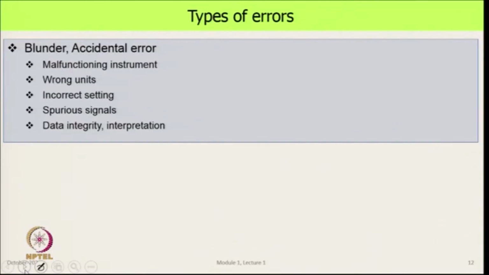So, to do that we need to know what type of errors are there, and here we have a classification, and on this slide I have listed the first type of error, which is called a blunder. A blunder means a very big mistake, so big that by just looking at the value of the measurand, or by looking at the value of the result that you got by using that, you find that something is drastically off.